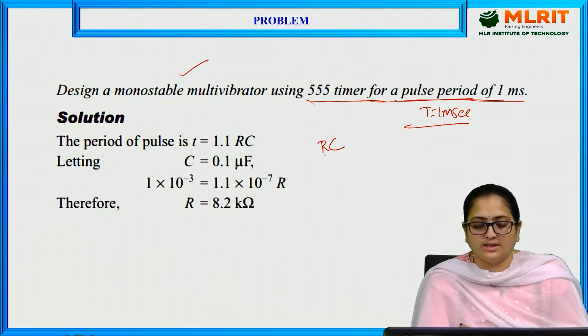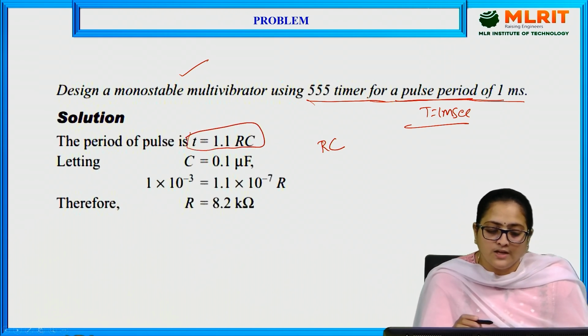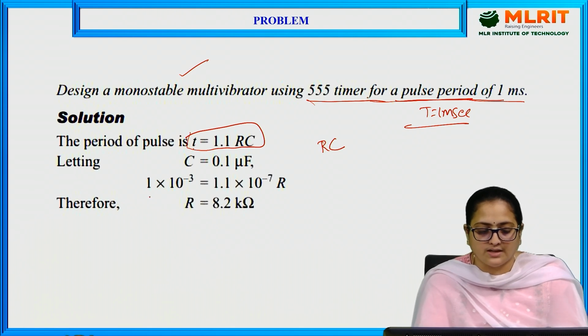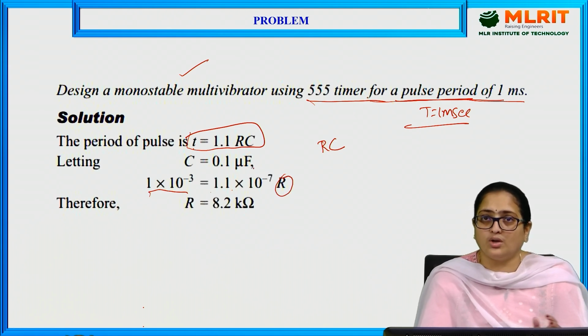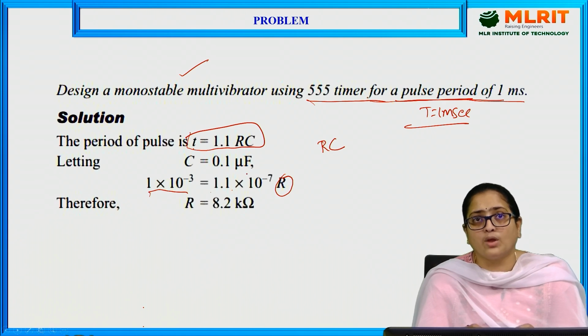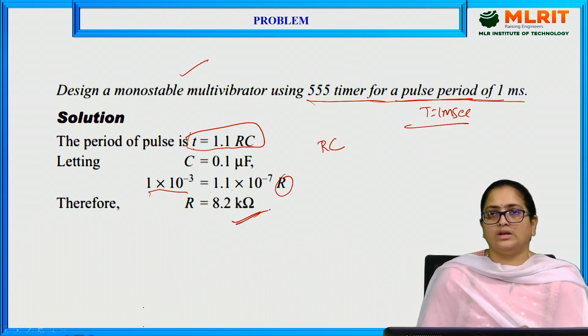This can be determined by using the pulse period equation. Just now we have derived that T equals 1.1 RC. We know T as 1 millisecond, that is 1 into 10 to the power of minus 3 equals 1.1 R. We don't know the R value, so keep R as it is, and I am assuming a capacitor value of 0.1 microfarads. If you substitute the 0.1 microfarads, you get 1.1 into 10 to the power of minus 7 R. You can get R equals 8.2 kilo ohms.